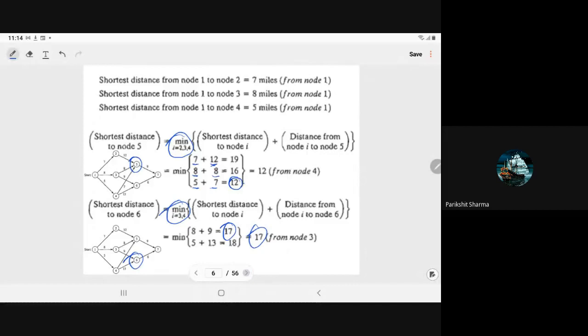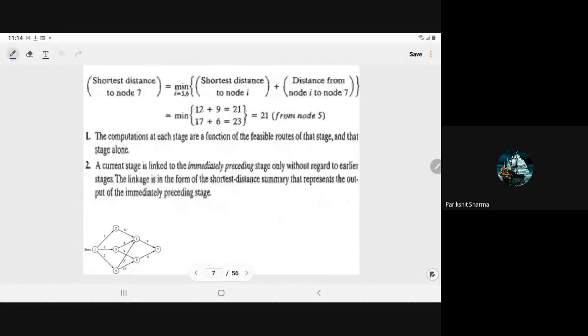Then shortest distance to node 7. So feasible routes are from node 5 and node 6. Then shortest distance to node 7 is the 12 and 17, plus the distance from node 5 to node 7 and node 6 to node 7, which are 9 and 6. So it will become 21 and 23. So minimum is 21 through node 5. So if you go backward, then you can determine the optimal shortest route.